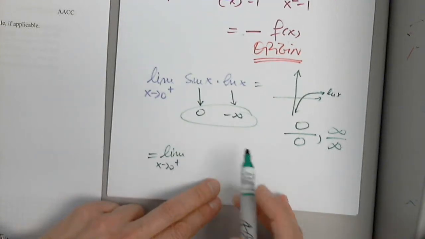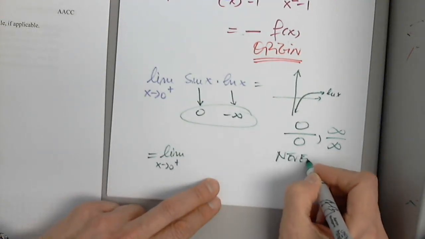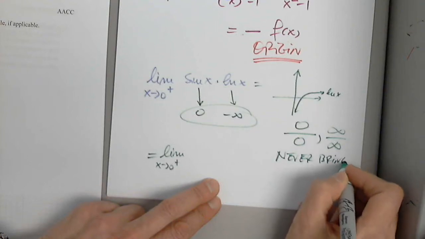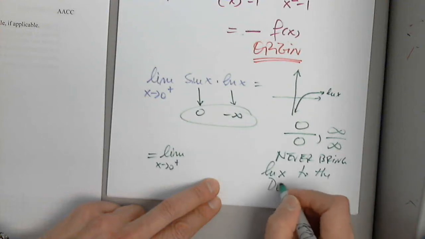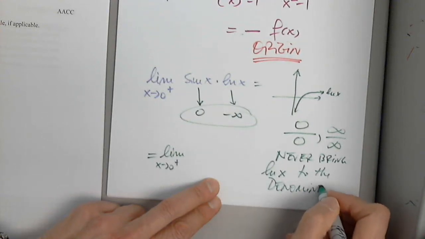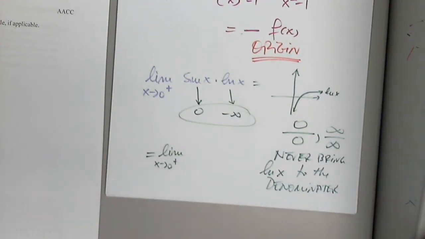What I was going to say is this. Never bring natural log to the denominator. You will get in big situation if you do. So then I have to do something else. What else can I do?